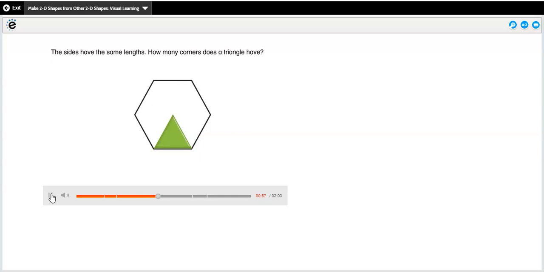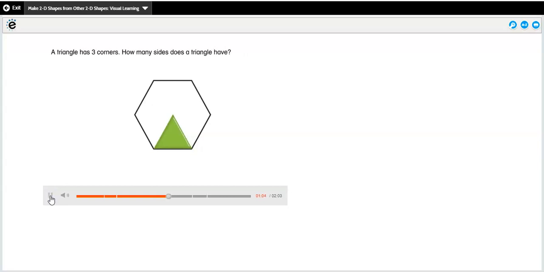How many corners does a triangle have? Okay, let's count the corners or vertices on the triangle. 1, 2, 3. A triangle has 3 corners or 3 vertices.